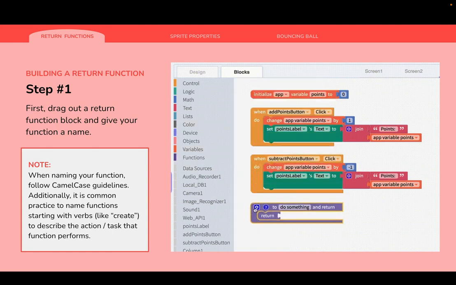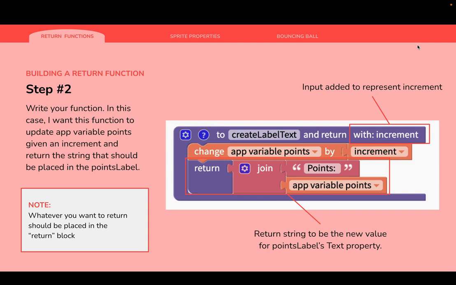So I've decided to name this function the create points label function. Create label text. Great. So that's what this function does. It creates the label's text. So then in my next step here, I'm going to now write my function.